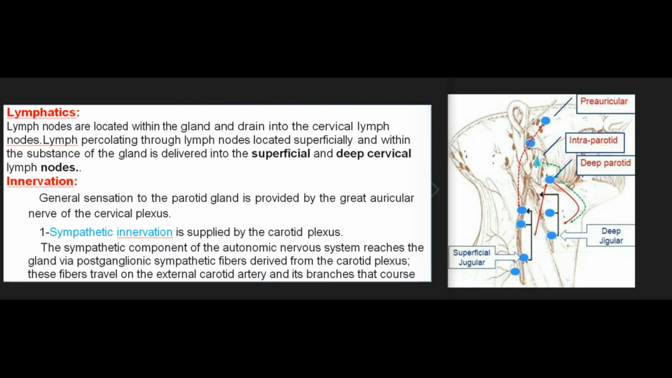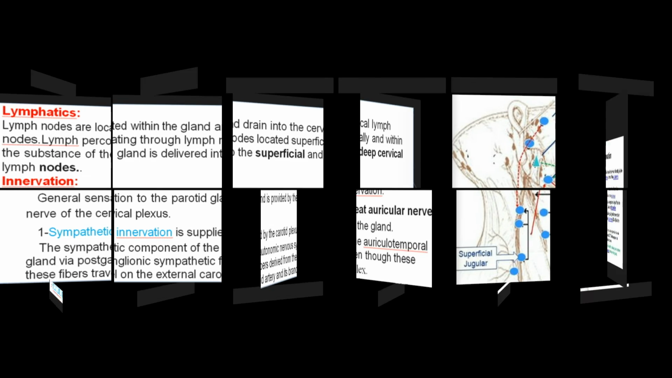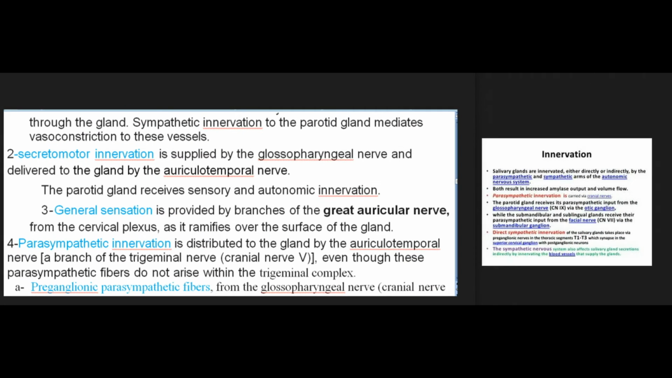General sensation to the parotid gland is provided by the great auricular nerve of the cervical plexus. 1. Sympathetic innervation is supplied by the carotid plexus. The sympathetic component of the autonomic nervous system reaches the gland via postganglionic sympathetic fibers derived from the carotid plexus. These fibers travel on the external carotid artery and its branches that course through the gland. Sympathetic innervation to the parotid gland mediates vasoconstriction to these vessels.